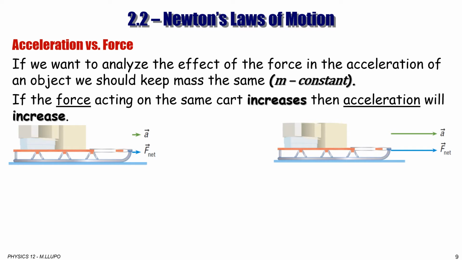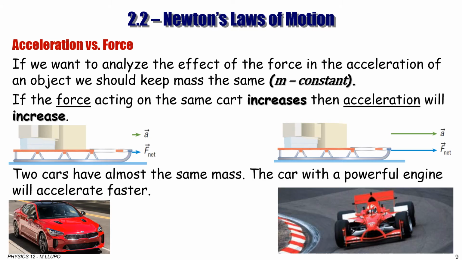Now, to explain that in a real life situation, we have two cars with almost the same mass. The car with a powerful engine will accelerate faster, and there's no doubt the race car has a very powerful engine, while they have almost the same mass.